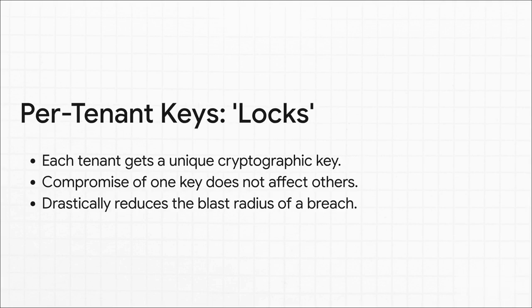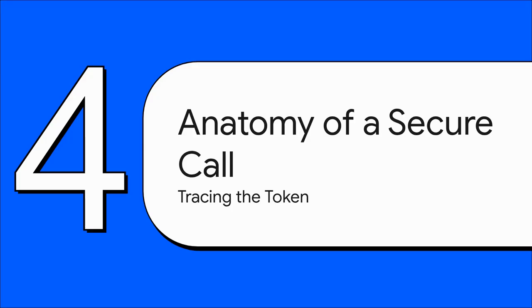And finally, we have the unique locks on each door. Using per-tenant keys means every single apartment has its own unique lock and key. And this is so powerful because it contains risk. Think about it. If one tenant's key gets stolen, the thief can only get into their apartment. They can't use it to open any other door in the building. This is what we mean when we talk about reducing the blast radius of a breach. It's a game changer.